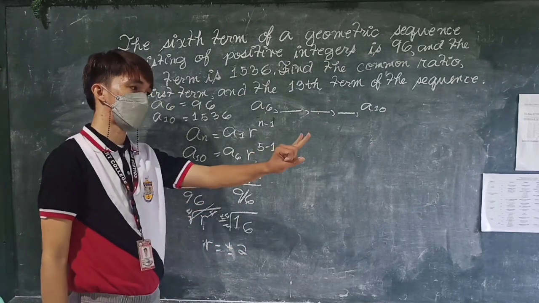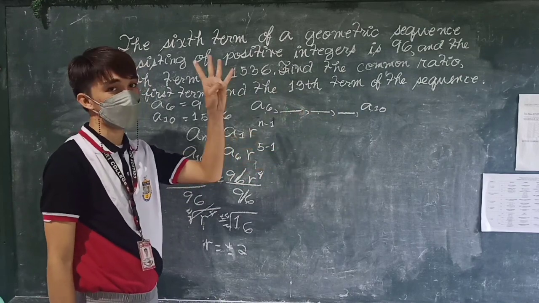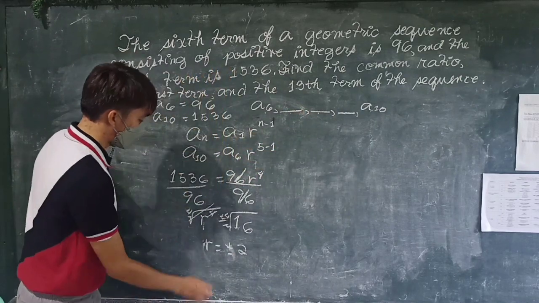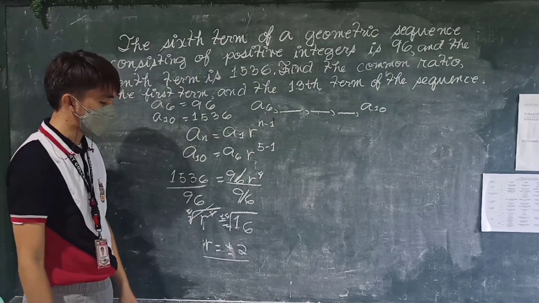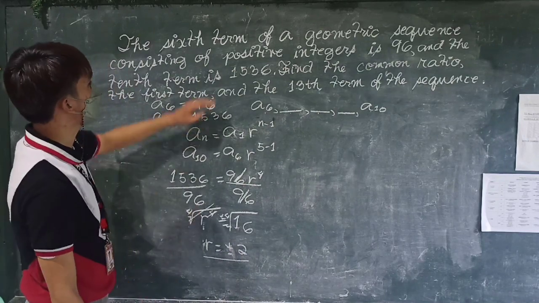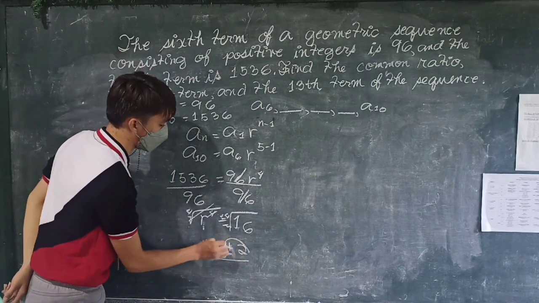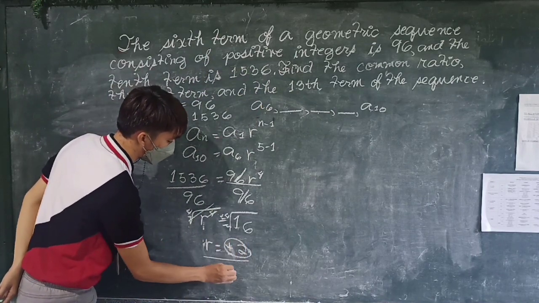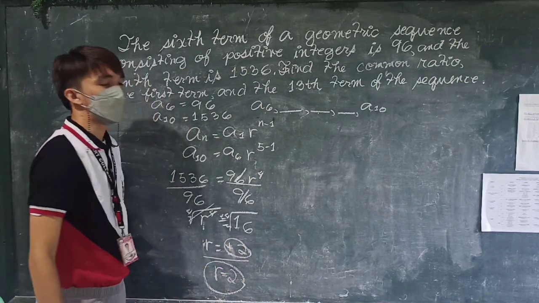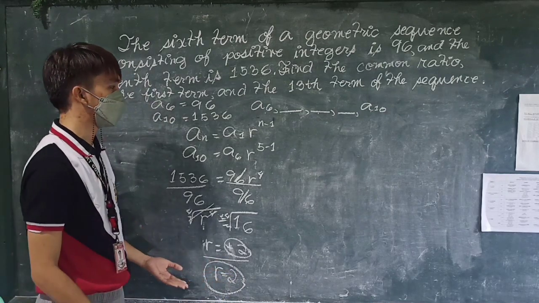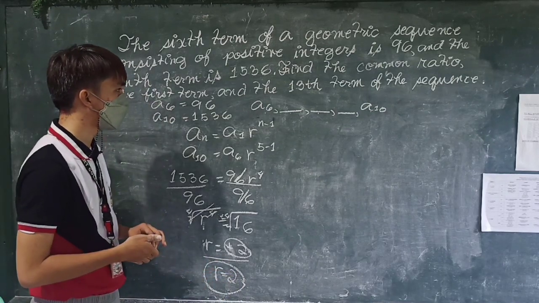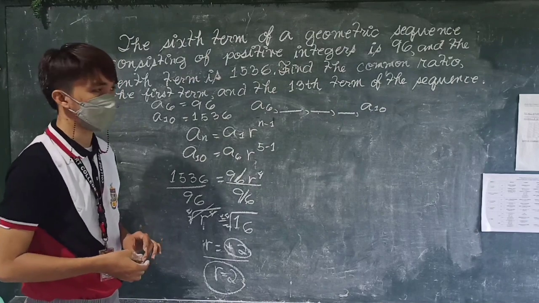We have 2 times 2 equals 4, times 2 equals 8, times 2 equals 16. Now, r is equal to positive or negative 2. Since it consists of positive integers, we are going to choose the positive one. So the common ratio is equal to 2. Now that we have the common ratio, it's easy for us to look for the first term.